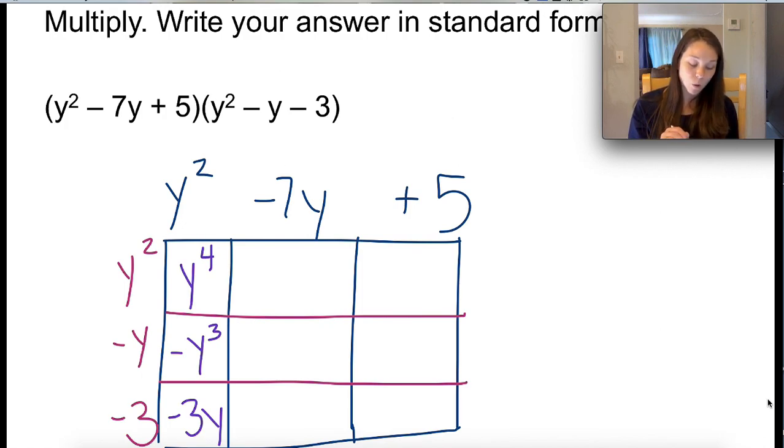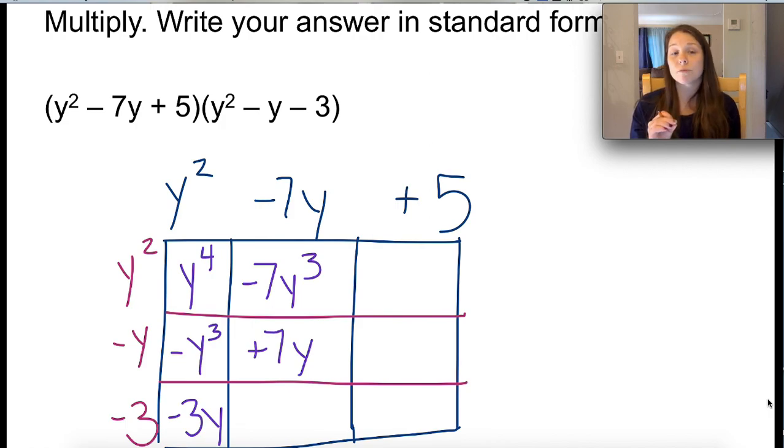So negative 7y times y squared is negative 7y cubed. Negative 7y times negative y is a positive 7y squared. Notice that if it's positive or negative, especially with negative of course, but when it's positive, I tend to put a plus sign in front just to remind myself that that is a positive number. Negative 7y times negative 3 is a positive 21y. Oops, and that one above should have been y squared.